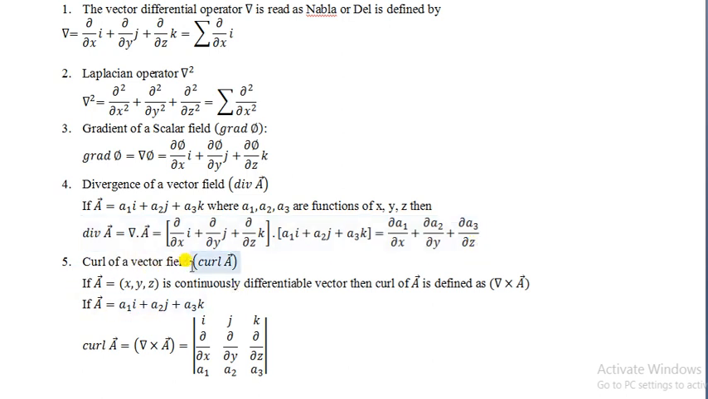Then the curl of a vector field, or curl of vector A. It is denoted as del cross A, and here vector A is represented as a1 i + a2 j + a3 k. Then the curl of A is denoted as the determinant: take i, j, k in the first row, the second row becomes del, that is ∂/∂x, ∂/∂y and ∂/∂z, and the last row is vector A, a1, a2 and a3. So this is about the curl of a vector field.